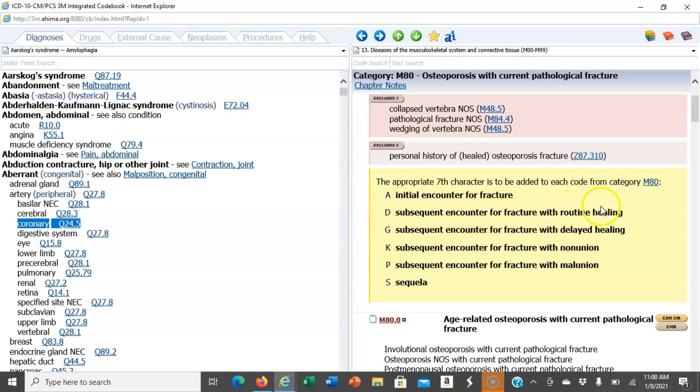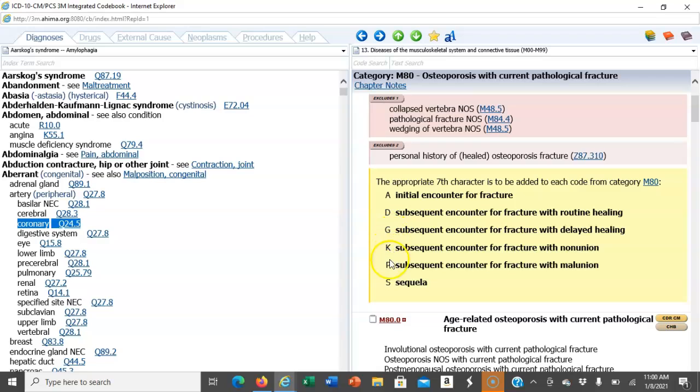Subsequent encounter is used after that fracture is healed. So once the acute condition, the acute fracture, is treated and healed, and they go back for follow-up, then we use this 7th character of D for a subsequent encounter for routine healing.